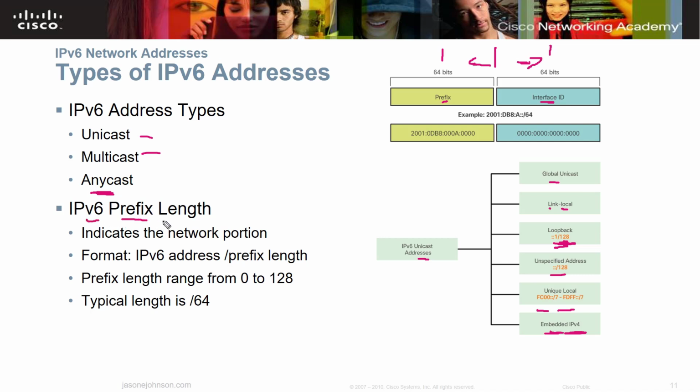So the prefix length indicates the network portion. The prefix range is from 0 to 128, and the typical length is /64. That's the typical length right there for your interface ID.